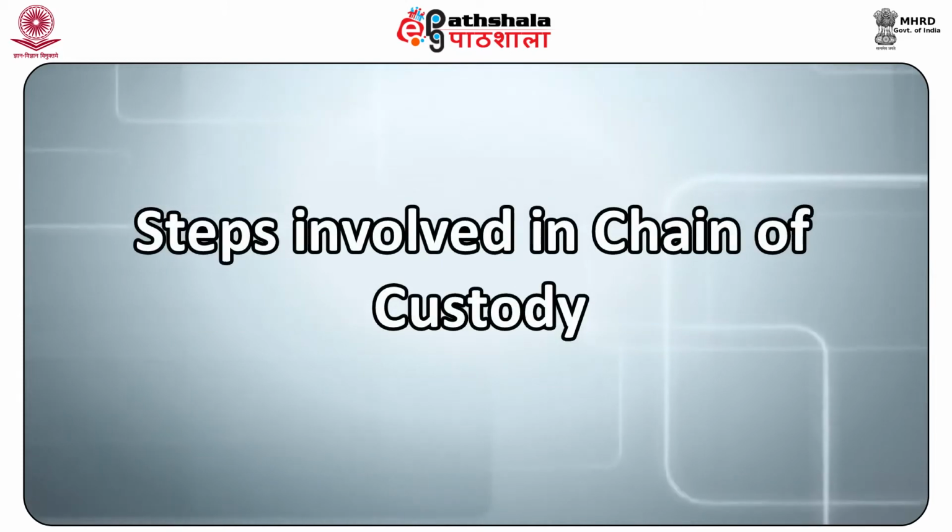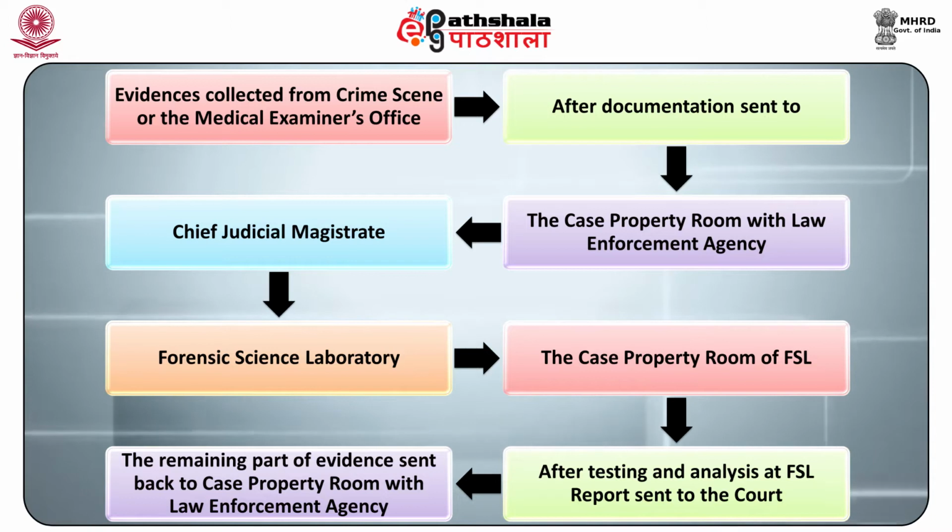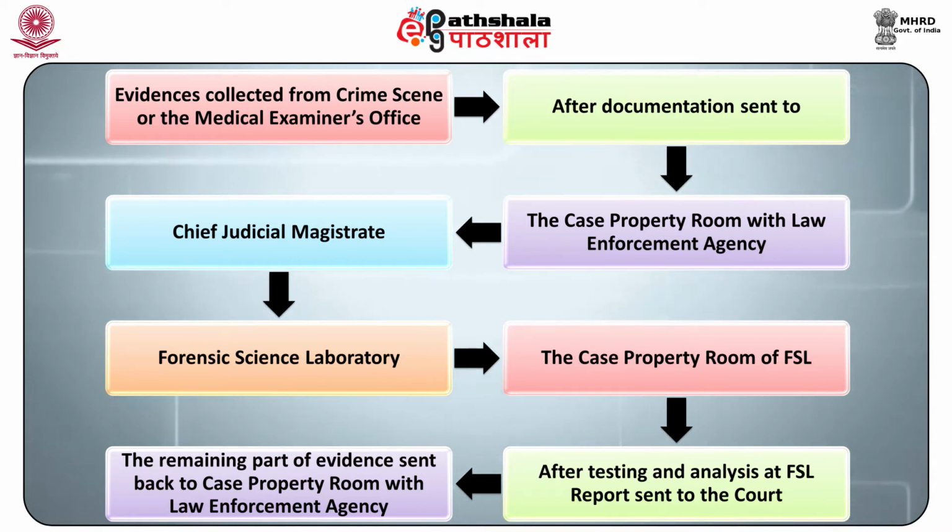Now, the steps involved in chain of custody. First step, the evidence should be collected from the crime scene or the medical examiner's office. Second, after documentation, it is sent to the case property room with the law enforcement agency, next to the chief judicial magistrate, then to the forensic science laboratory, next to the case property room of FSL, and after testing and analysis at FSL, reports are sent to the court.